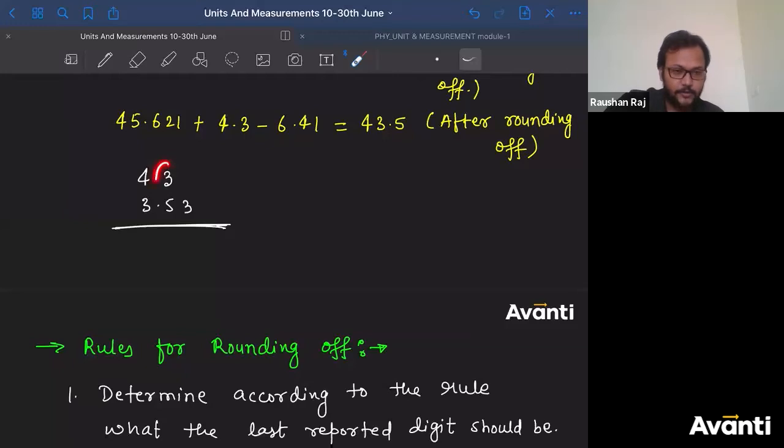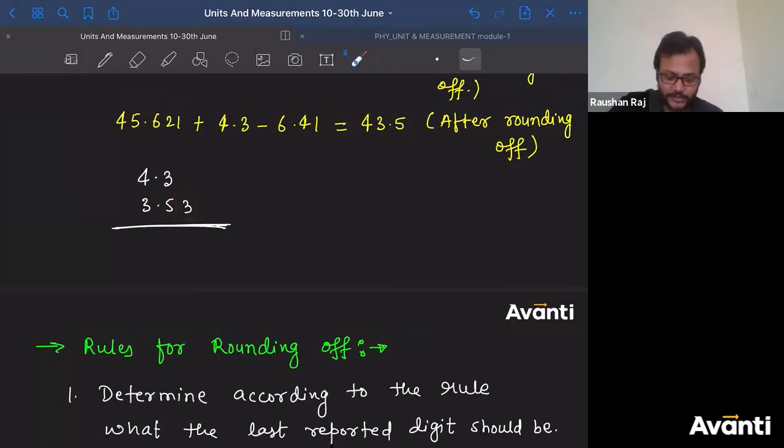That means there is a doubt over this 3. With practice, a skilled person can guess it almost the same, but sometimes what happens? This is the guessed part, having some kind of uncertainty to it. But what about 3.53? Which one is the estimated one? Which one will carry the uncertainty here? This 3 part will carry the uncertainty here.